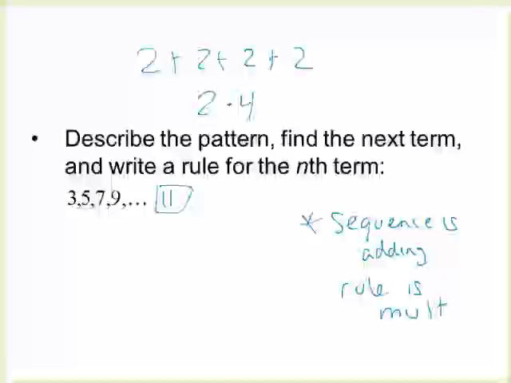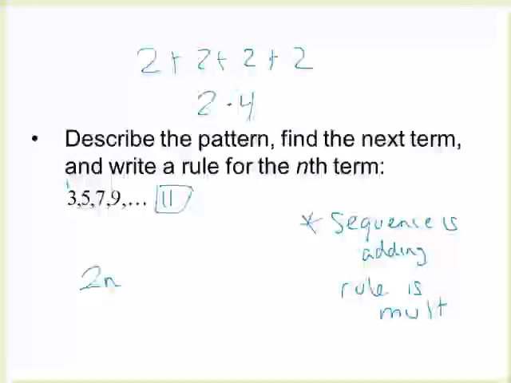So I said there's going to be 2 popular ones we're going to do a lot of, and that's where we're multiplying by the same thing every time, or where we're adding the same thing every time. It's going to be another popular sequence for us. So we were adding 2 each time. So I can do a multiplication 2 times n.